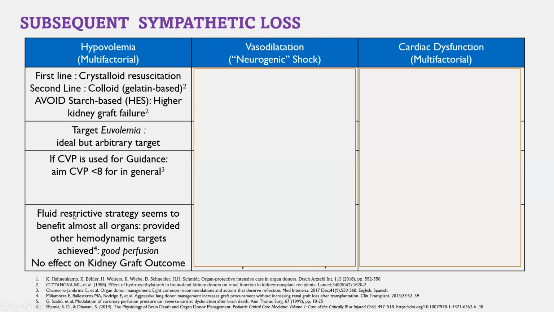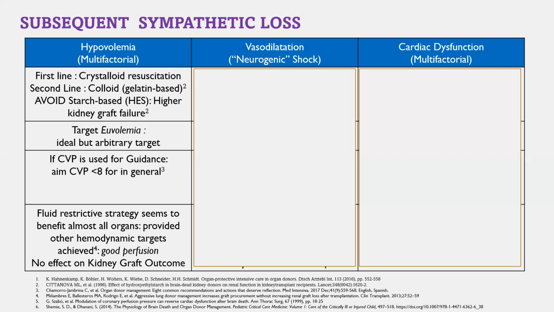Okay, so how about fluid? Fluid restrictive strategy seems to benefit almost all organs, provided other hemodynamic targets are achieved. Traditionally, we are taught that for kidney, we need to give a lot of fluids, and for lung procurement and heart procurement, we need to restrict fluid. And what happens if you want to procure all the organs? How do you do it? So you need to be somewhere in between, right?